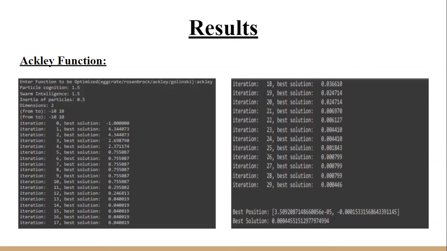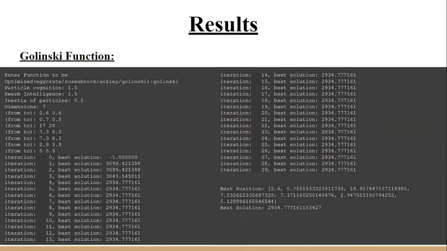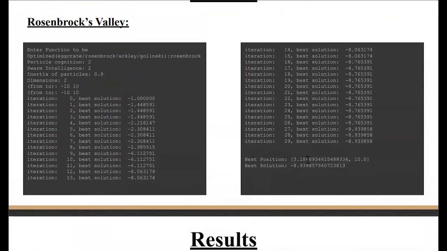And if I talk about the Golinsky function, we did run it for 30 iterations, and the best solution that we got for the weight of the gear was around 2934. After reading some books and references, it was mentioned that the optimal weight for a gear should be around 2985, and we thought that we could achieve a result close to the optimal solution, so we did pretty good on that. Here is the result for the Rosenbrock Valley.